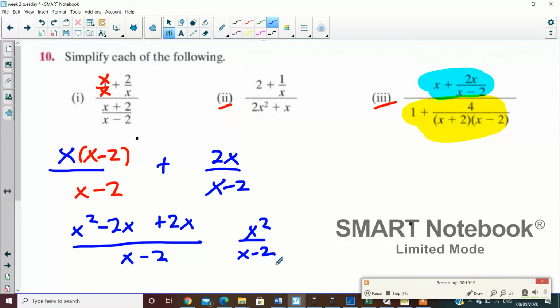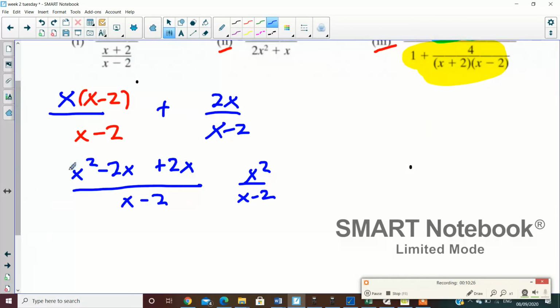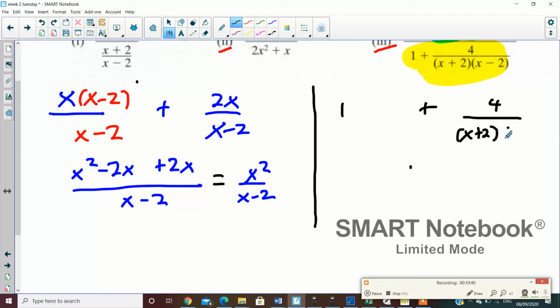All right, the fun one now. Looks tough, but it's not. How do we do the yellow parts? Which we'll do in black. How'd you do the yellow part? What'd you say, sir? Top and bottom. Top and bottom by x plus 2 and x minus 2.